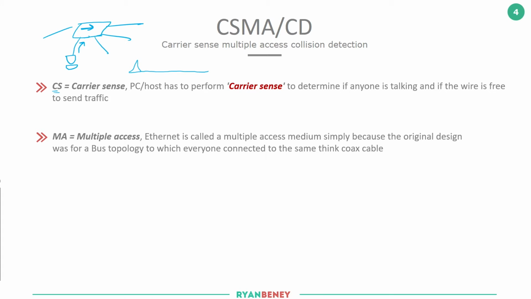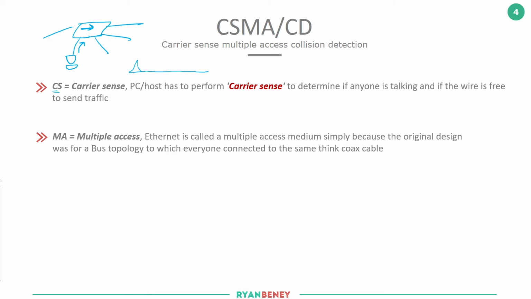The MA in CSMA/CD stands for multiple access. We know Ethernet is called a multiple access medium because back in the original design with the bus topology, everyone connected to the same coax cable and everyone received the messages, whether they were destined for them or not, from everybody else. The same is true when it connects to a hub. Everyone is in that same collision domain. We know nowadays with switches that every device connected to a switch is in its own collision domain, so we don't have problems.